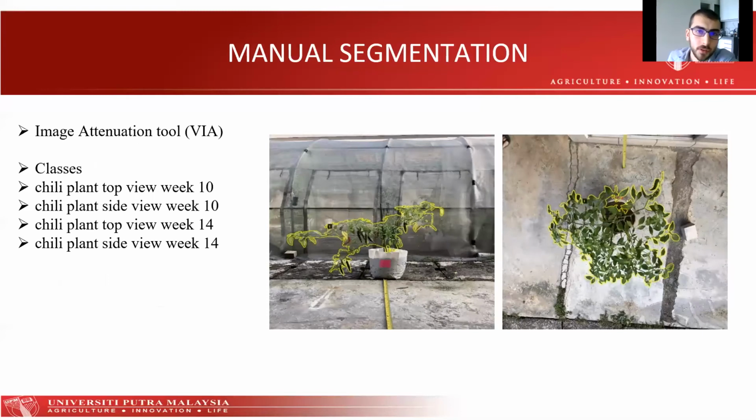Manual segmentation. In order to establish the classes, the ground truth classes, and mask, we have used an image annotation tool, VIA, to do this, and you can see these two examples of side view and top view images that we have worked on.